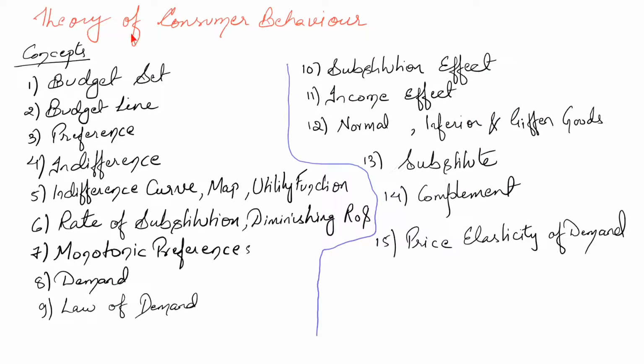In this video we will understand the theory of consumer behavior and cover concepts like budget set, budget line, preference, indifference curve, map, utility function, rate of substitution, diminishing rate of substitution, monotonic preferences, demand, law of demand, substitution effect, income effect, normal, inferior and Giffen goods, substitute, complement, price elasticity of demand.